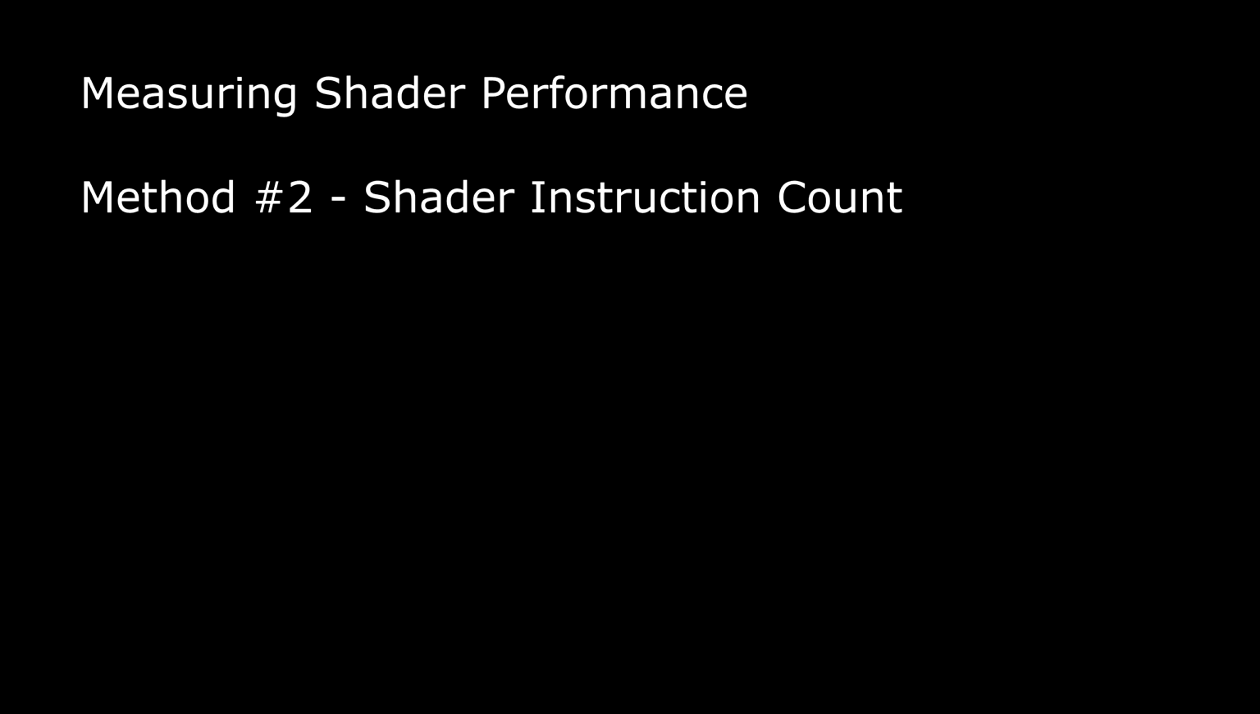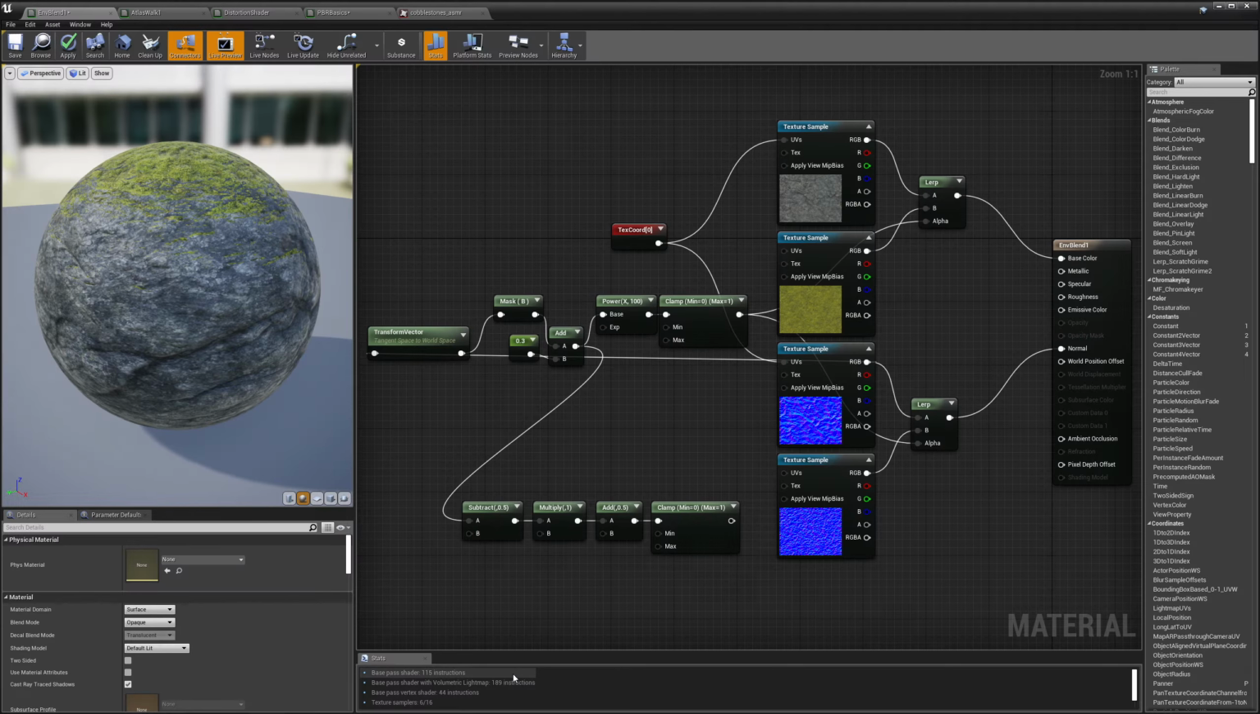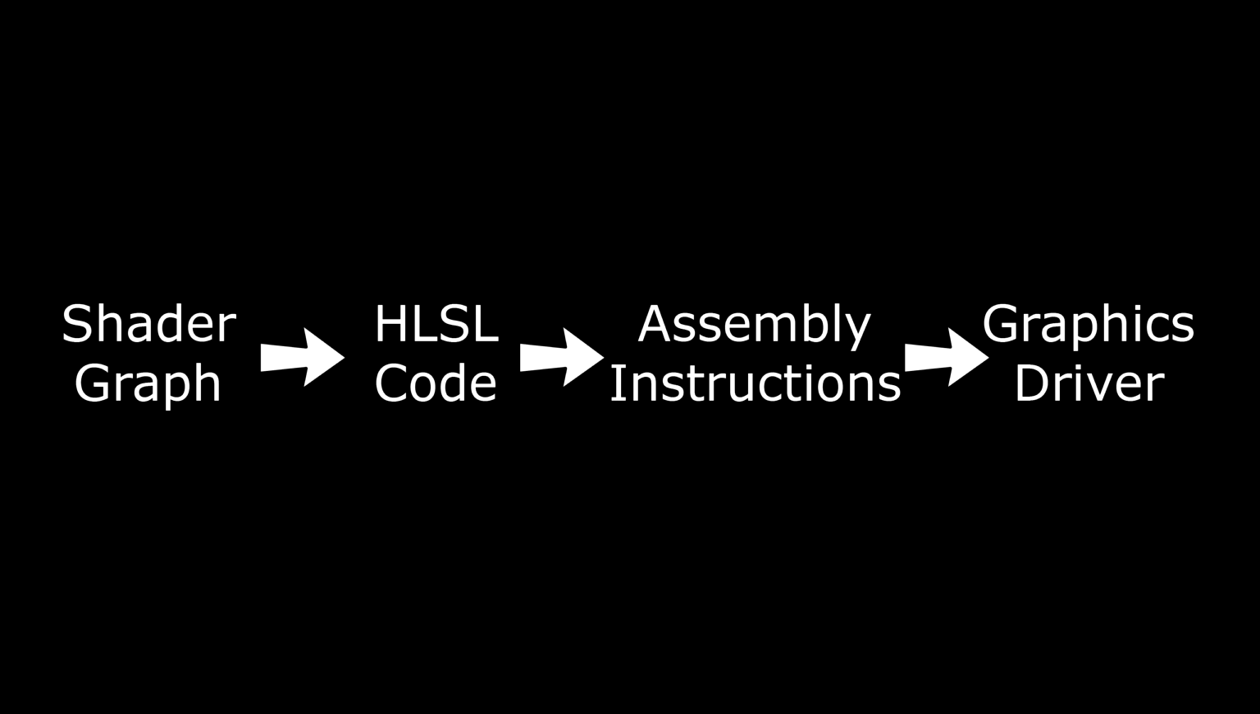So the next method of measuring viewport performance is by checking the number of instructions that your shader takes. Here I've got my shader, and down at the bottom you can see it says base pass shader 115 instructions. Well, what does that mean? Our shader node graph compiles into HLSL code, which is then itself compiled into assembly language instructions, which are then passed to the driver and then passed to the video card.